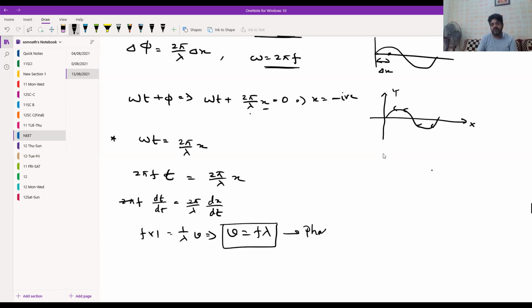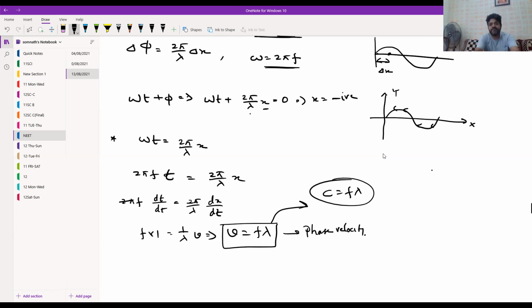And I think you are very familiar with this equation, C equals f lambda. Remember? Hello. Yes, sir.